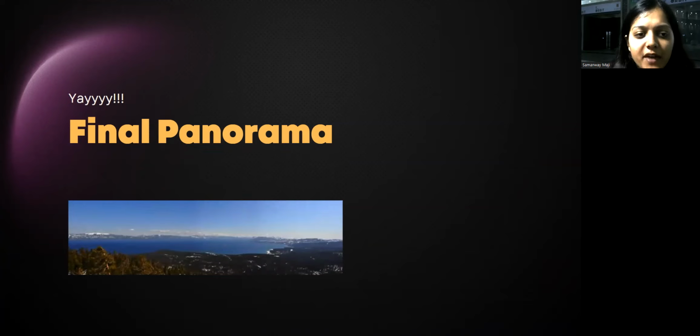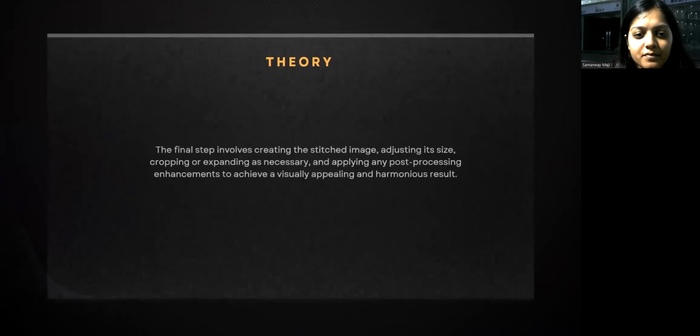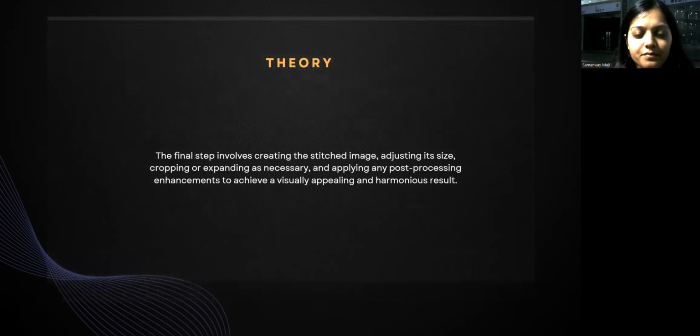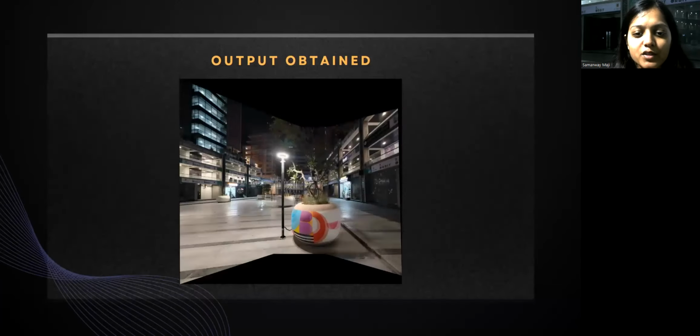Now, let's see the final part, that is the final panorama. These final steps involve creating the stitched image, adjusting its size, cropping or expanding as necessary, and applying any post-processing enhancement if you want to achieve a visually appealing and harmonious result. So here is our final output, as you can see. Now to extract the full image, we will just crop the black border as you can see in the picture.